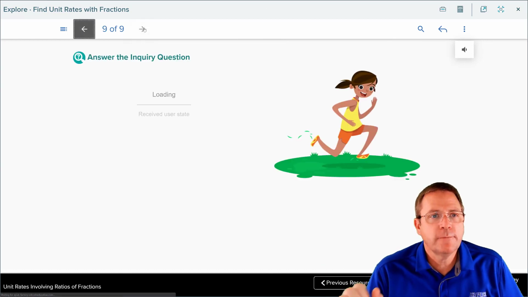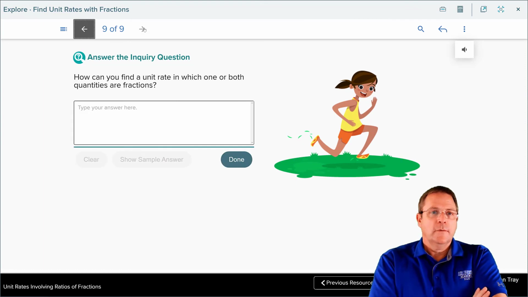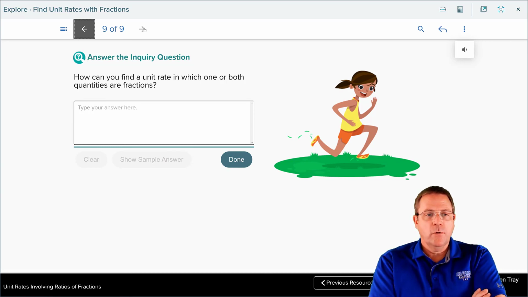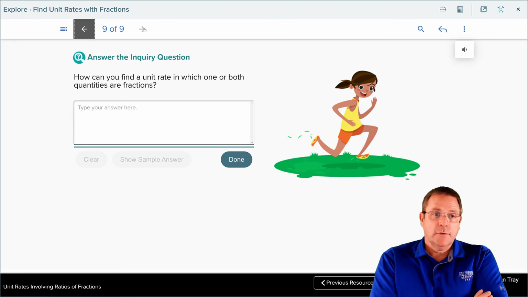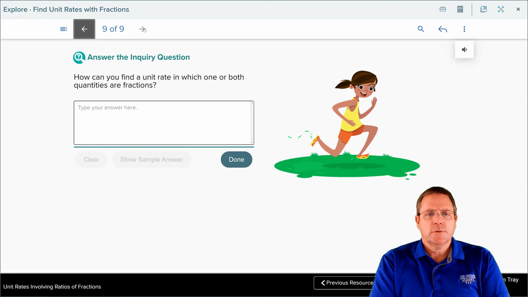Now, the last step for this process is how can you find the unit rate in which one or both quantities are fractions? You need to pause the recording and then answer your question, submit it, and then we're going to look at a sample answer.